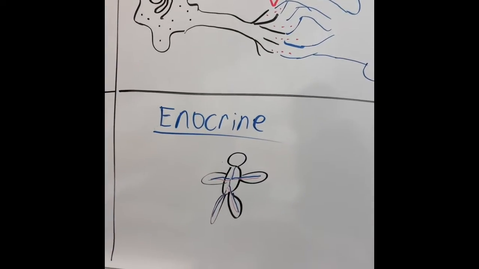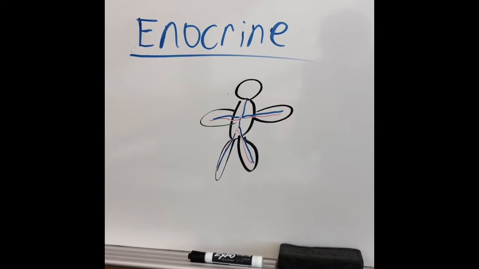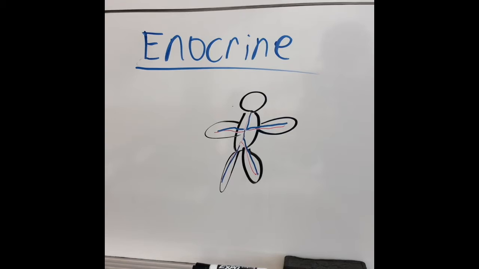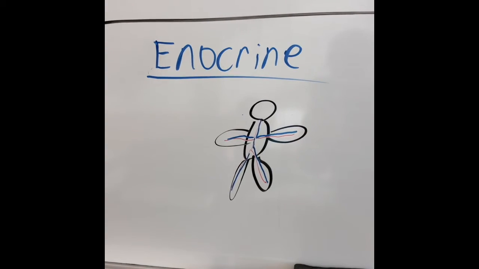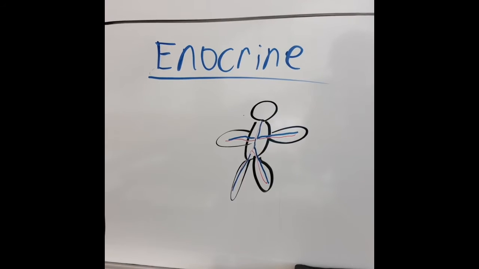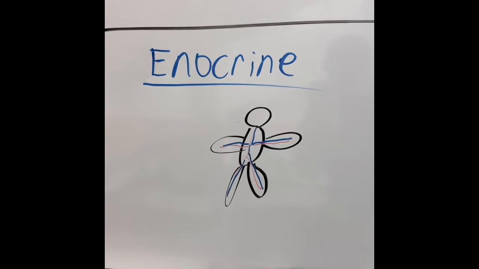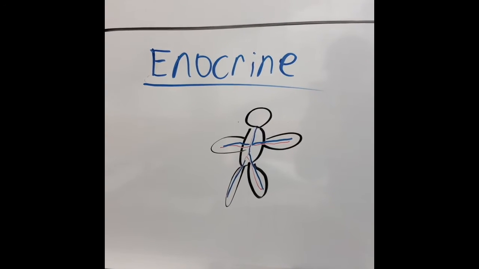The last one is endocrine. Endocrine is the longest distance one, and it is used basically just to get everywhere in the body. It's mostly used in the bloodstream and other fluids, and the most common example of this would be hormones that go throughout the body, and they reach every cell in the body, but only some of them actually manage to make a change because of the hormones.